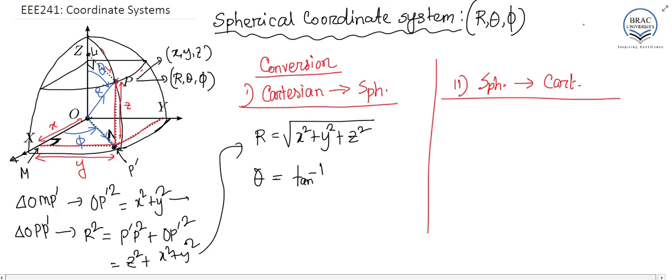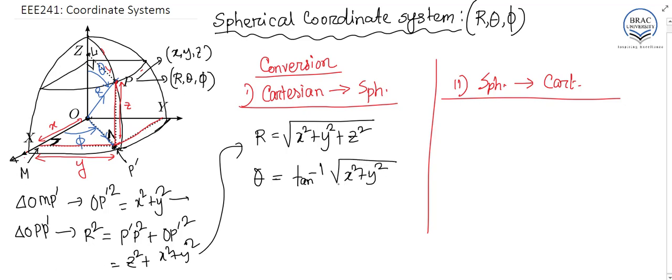Okay, so we can write theta equals tan inverse of root over x squared plus y squared, divided by z. And then finally, phi will be equal to tan inverse y by x. This can be derived from the right angle triangle OMP prime. Okay.